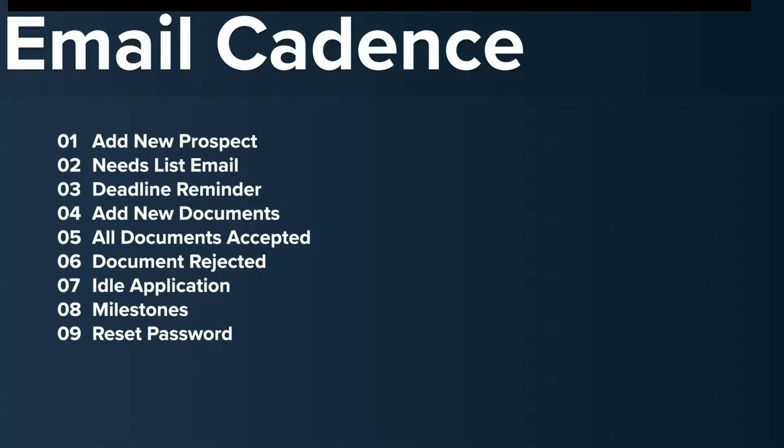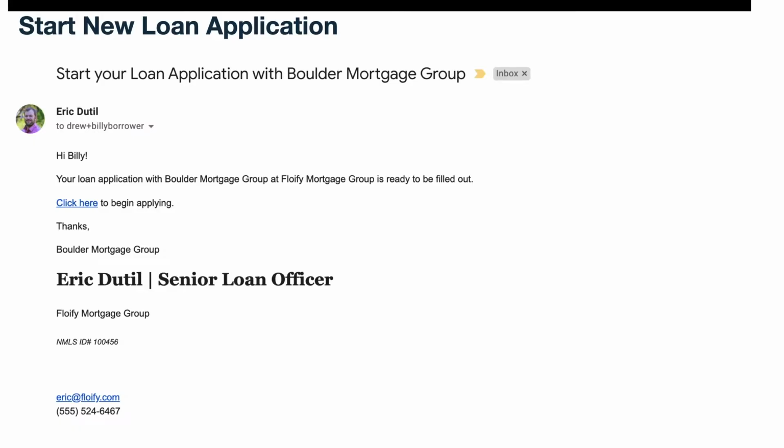Next, I want to cover the email cadence. This will let you know what emails are sent to your borrowers and when. Now, I'm going to cover these 9 emails here, and I'll give you a brief example of what those look like and also an explanation of when those are sent out. Now, the first example here is the Start New Loan application.